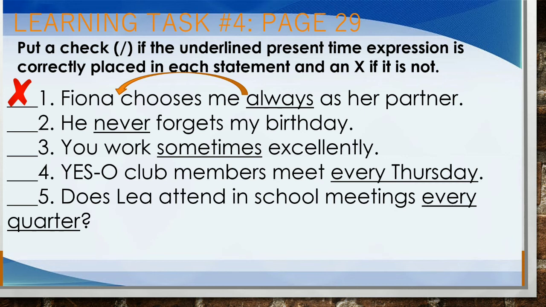Number 2 is check. Because our verb here is forgets and the time expression is never. So, it is correct. Next, number 3. Number 3 is X. So, what is the verb in sentence number 3? The verb in sentence number 3 is work. So, supposedly, the time expression sometimes we put it before the verb. So, the correct answer must be you sometimes work excellently.